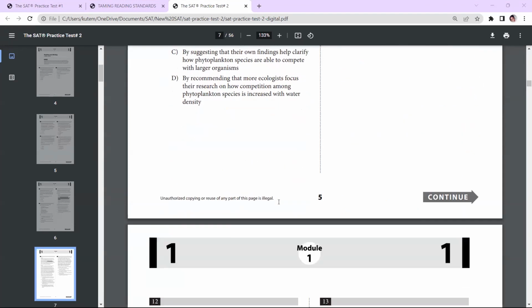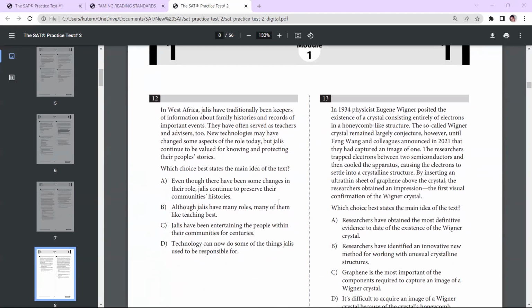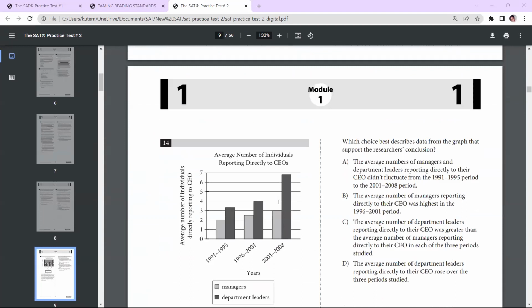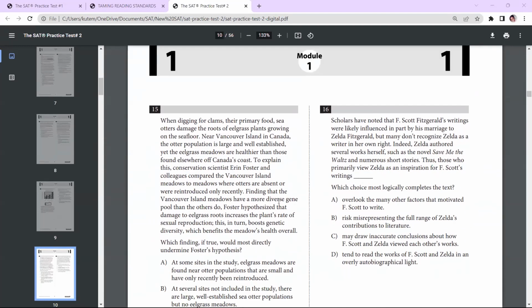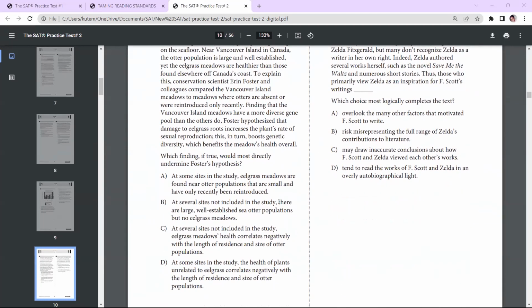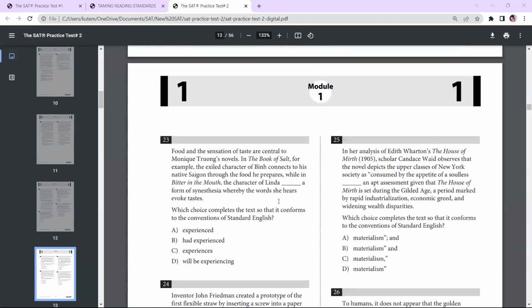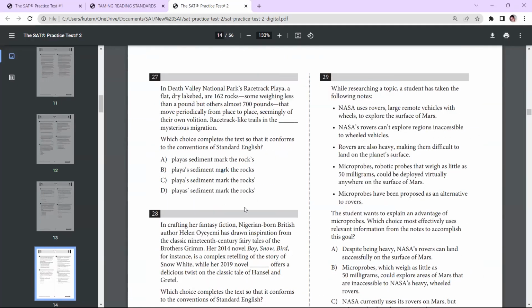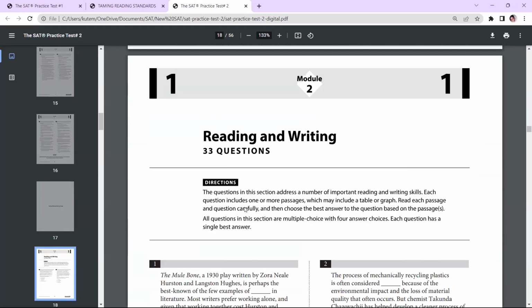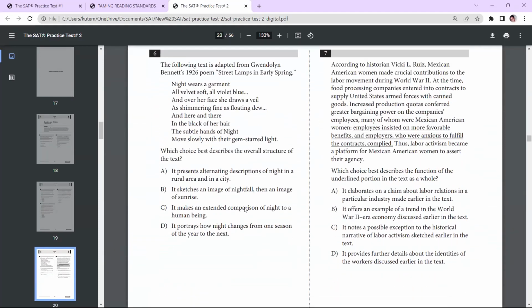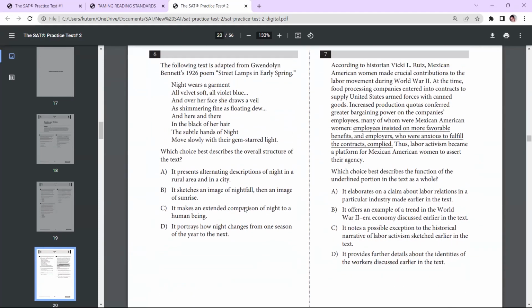Okay. So let's see. Find another one. Main idea. Yeah. We keep seeing the same pattern, right? Just one literal comprehension question. It seems to be around the 11th position.